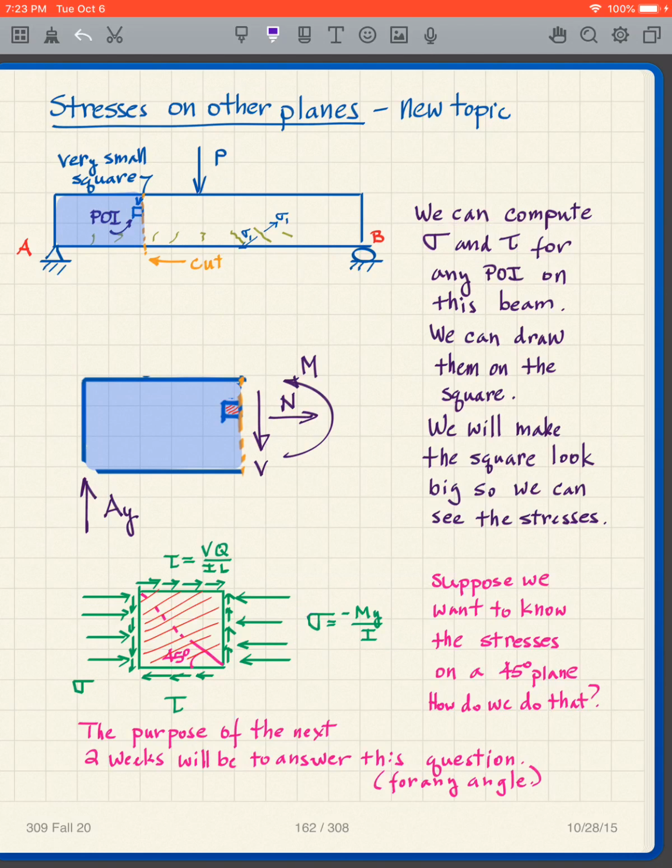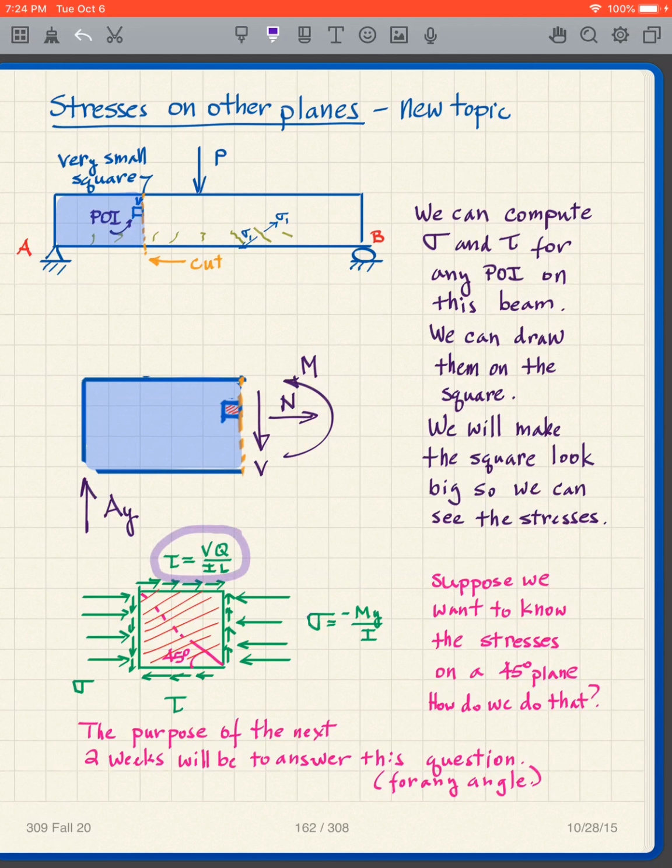And in this particular case, as you can see, I've drawn this above the neutral axis, which means that it is in compression. So here's my compression. So sigma is equal to minus My over I, it's the same over here. They have to be the same to keep this in equilibrium. So the two sigmas for this tiny little square are equal.